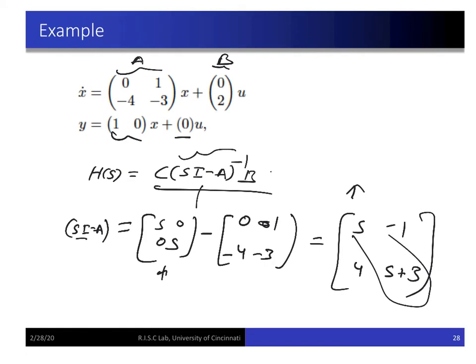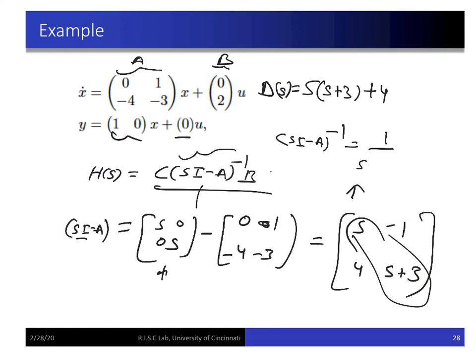So if you find the determinant, it will be S into S plus 3, minus AB minus CD, so that will be minus 4 times minus 1, which is plus 4, right? So that's your determinant, delta S or whatever you call it. So the matrix (SI minus A) inverse will be 1 over S squared plus 3S plus 4, times the adjoint of this, right?